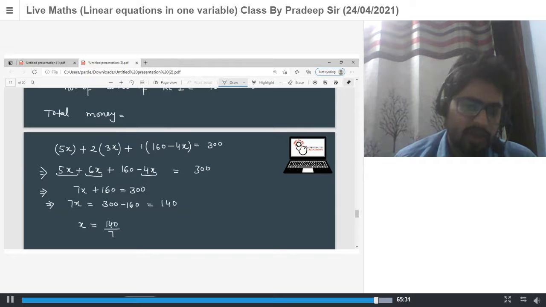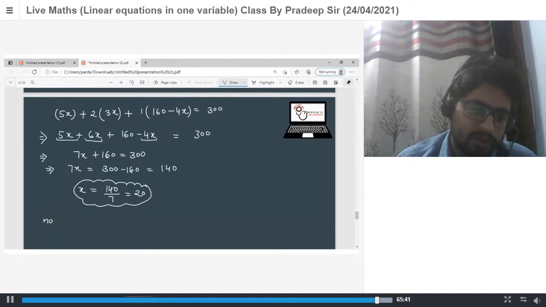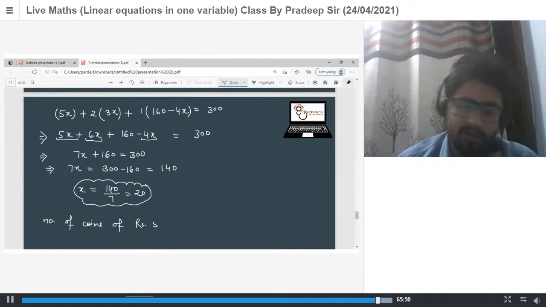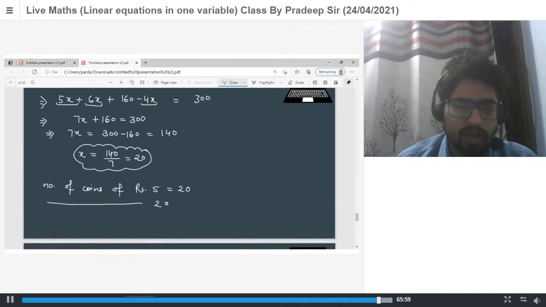What is x? x is the number of rupees 5 coins. So the number of coins of rupee 5 is 20. So the number of coins of rupees 2 is 3 into 20, which is 60. So the number of coins of rupee 1 is 160 minus 4x, which is 160 minus 4 into 20, equal to 80.